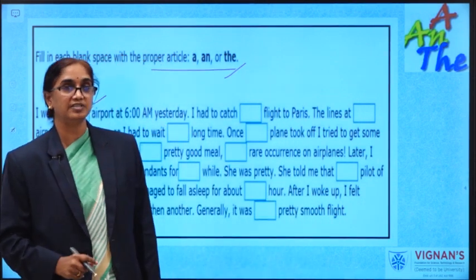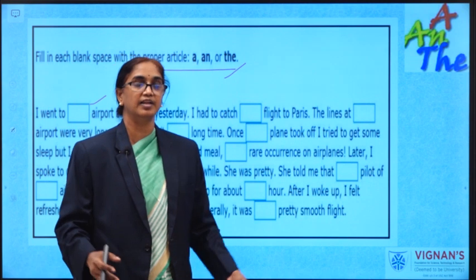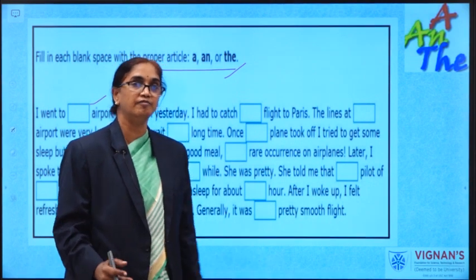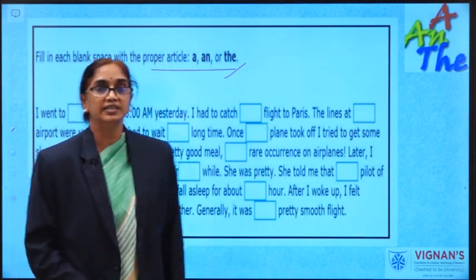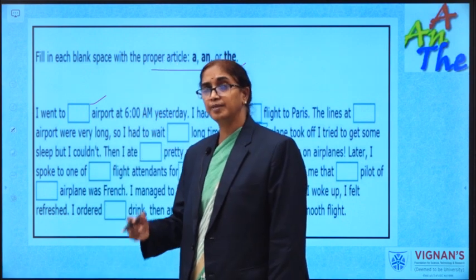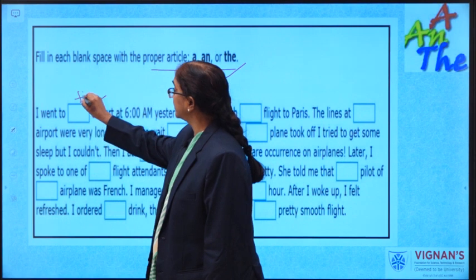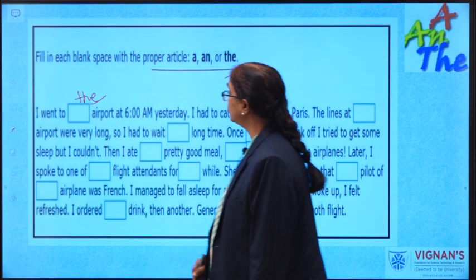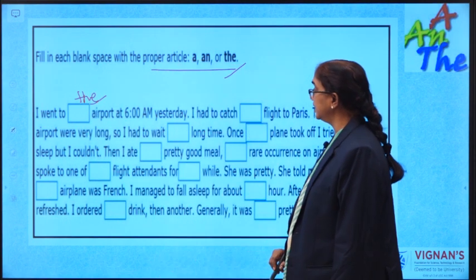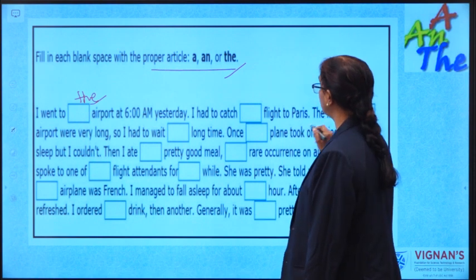Airport is one of its kind. In a particular region, you will have only one airport. So it is quite clear that you need to use the definite article, "the." "I went to the airport at 6 a.m. yesterday. I had to catch a flight to Paris."